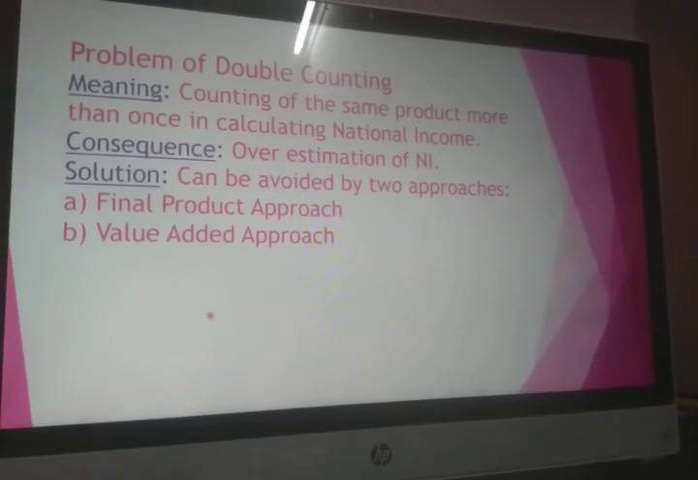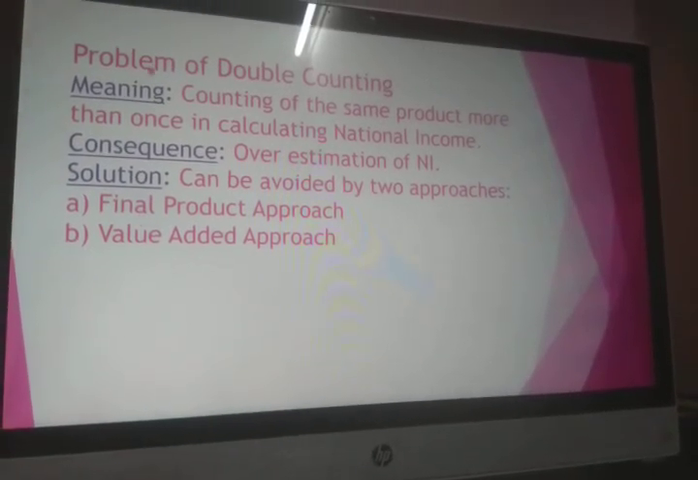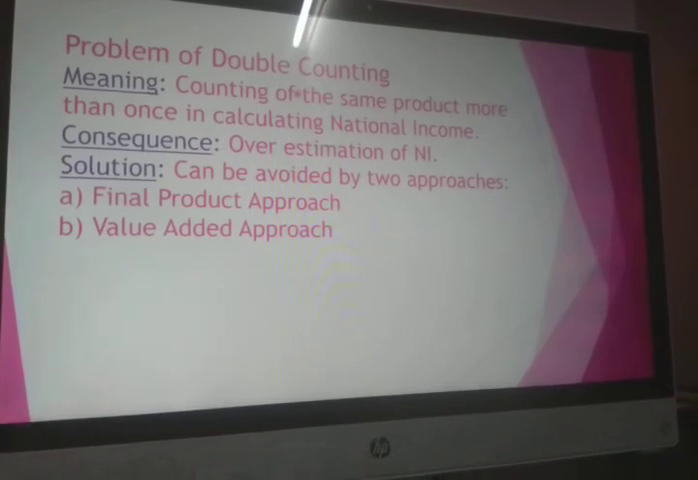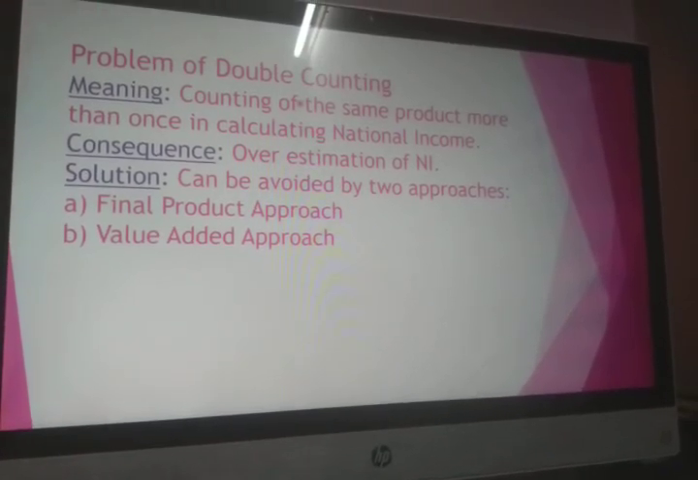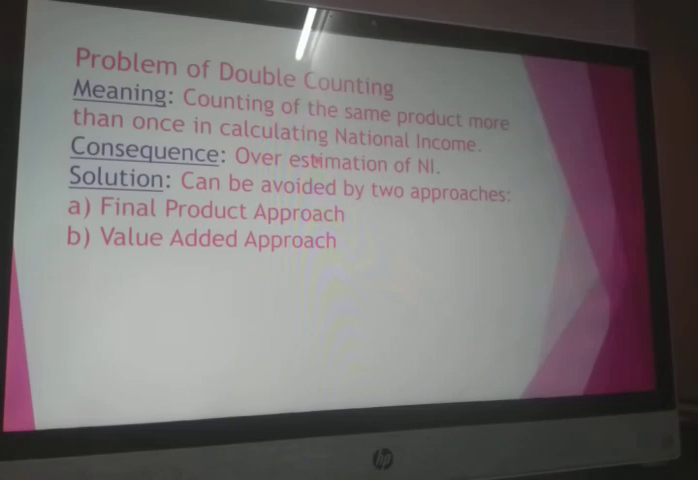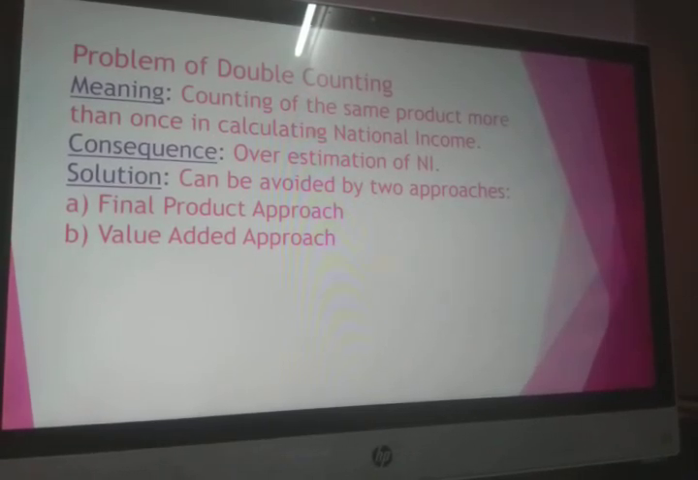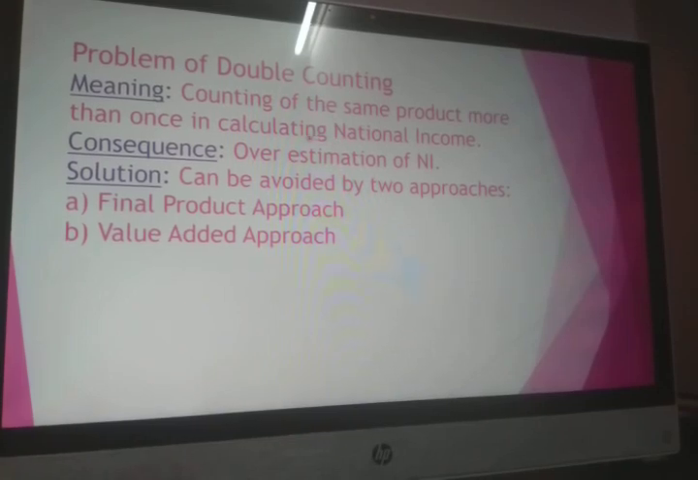Now, there is a problem of double counting. What does double counting mean? It is counting of the product more than once in calculating national income. That means the value of a particular commodity is taken again and again while calculating the national income.